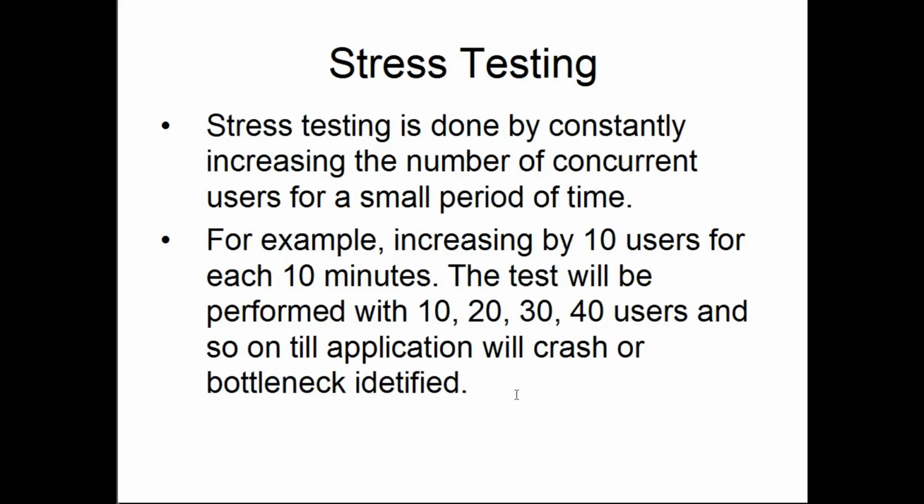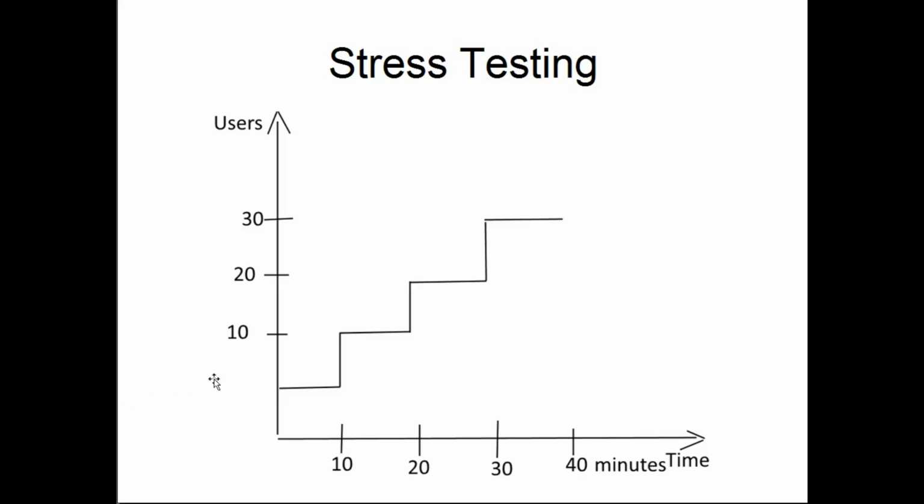For example, increasing by 10 users for each 10 minutes. The test will be performed with 10, 20, 30, 40 users and so on till the application crashes or a bottleneck will be identified. This is a diagram of a stress testing.